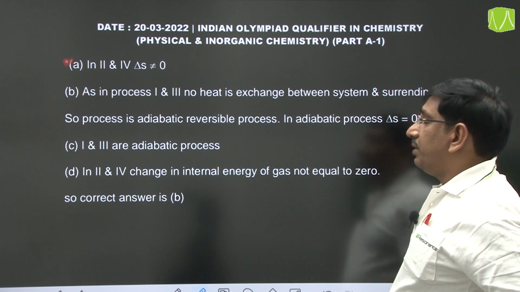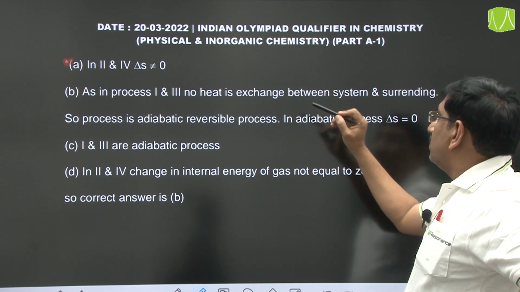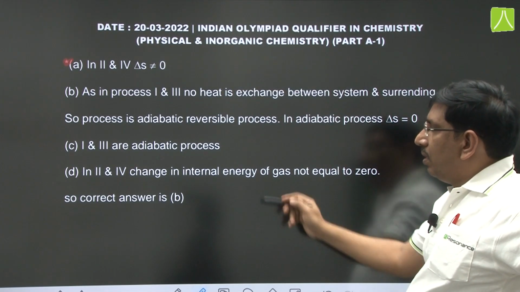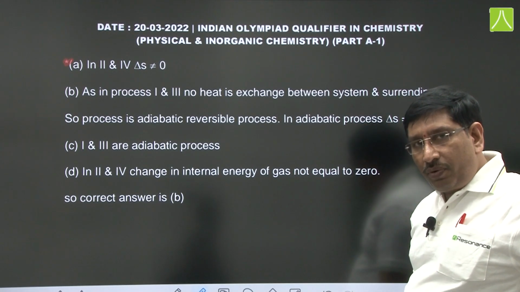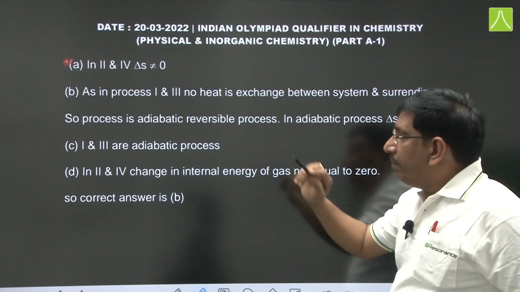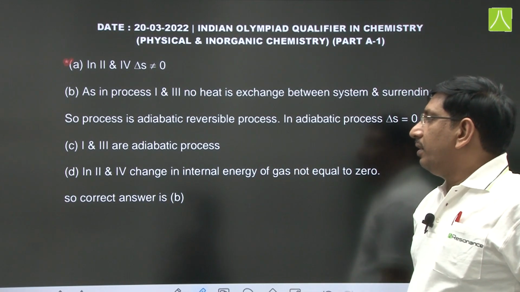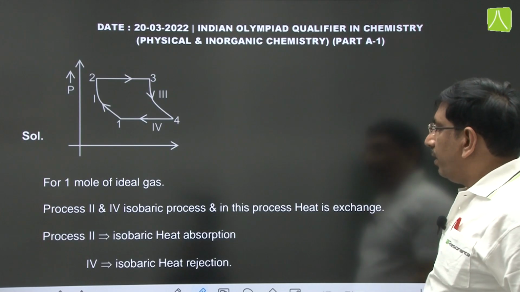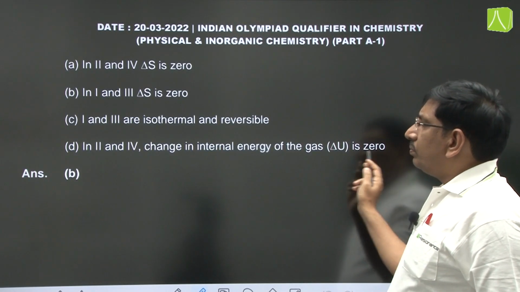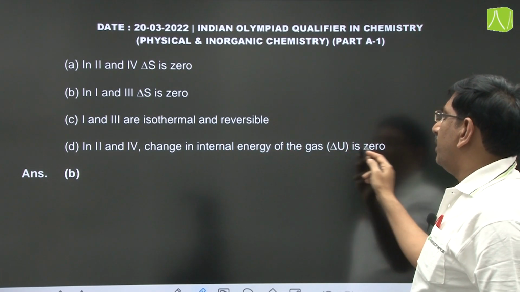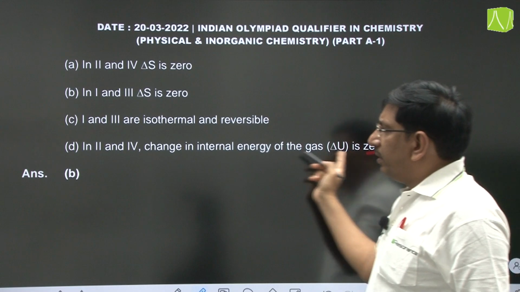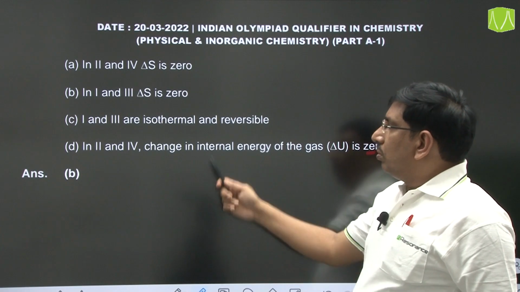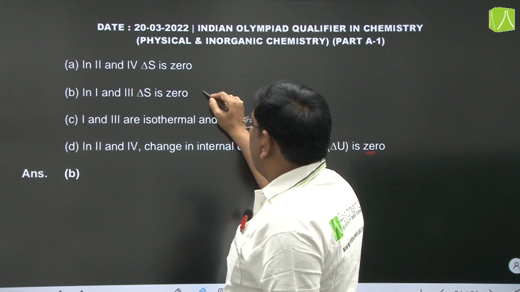Adiabatic process में heat exchange नहीं हो रहा है, तो इसलिए ये adiabatic process है और इसमें ये डेल्टा S इक्वल टू 0 हो जाएगा. और 1 and 3 isothermal reversible process दिया है, no, it is adiabatic processes है. और फोर्थ वन इन 2 and 4 चेंज इन इंटरनल एनर्जी ऑफ गैस इज नॉट इक्वल टू 0 है, लेकिन आपको दिया है इसमें इक्वल टू 0. सो इन 2 and 4 चेंज इन इंटरनल एनर्जी ऑफ द गैस इज 0 दिया है, ये गलत है. तो आइसोबारिक प्रोसेस में चेंज इन इंटरनल एनर्जी 0 नहीं होगा. तो द करेक्ट आंसर ओनली.